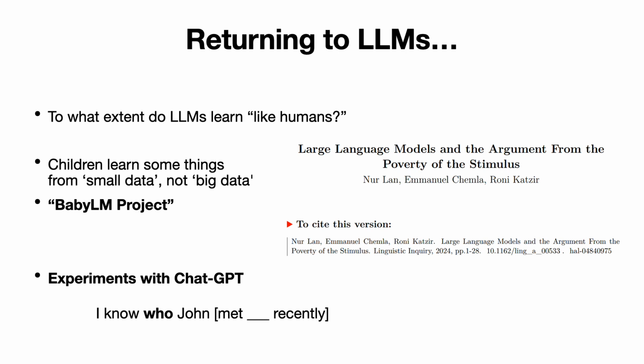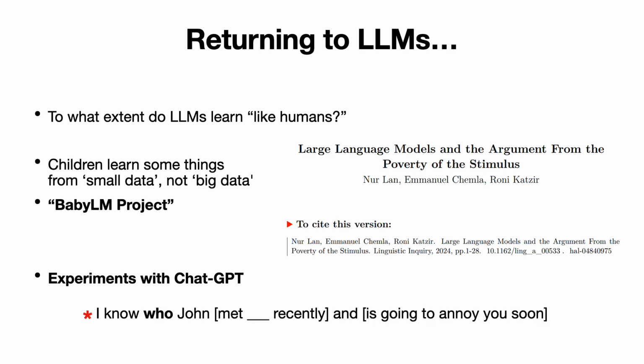Here's a grammatical sentence. I know who John met recently. This is a very fine sentence of English. The double-H word who is understood as the object of the verb met. Easy sentence to understand. But English, and in fact many if not all languages, observe a generalization or rule called the coordinate structure constraint that says you cannot move out of a phrase that's conjoined with another phrase.